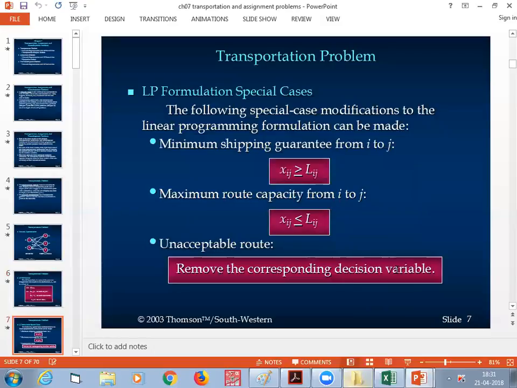Right? So, special cases. Okay, there are some special considerations also. So, for example, if there's a minimum shipping guarantee from i to j, if there's a minimum requirement, we must ship at least this much, then Xij should be greater than or equal to that. If there's a maximum route capacity, Xij should be less than or equal to the route capacity. And if there's an unacceptable route, that decision variable has to be removed, equal to 0. Cannot allow that. Or a different way of putting it, when it's unacceptable, put a very high cost on that, so that it won't be allocated there. That's another way.